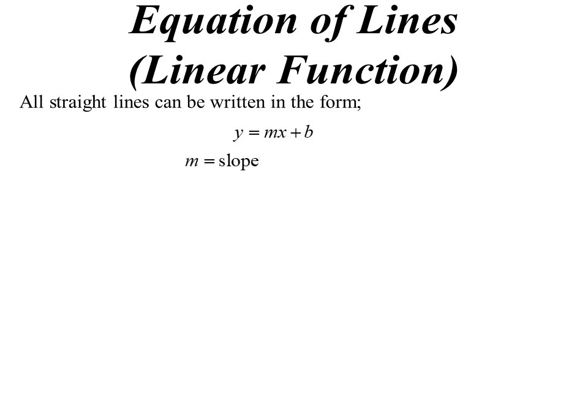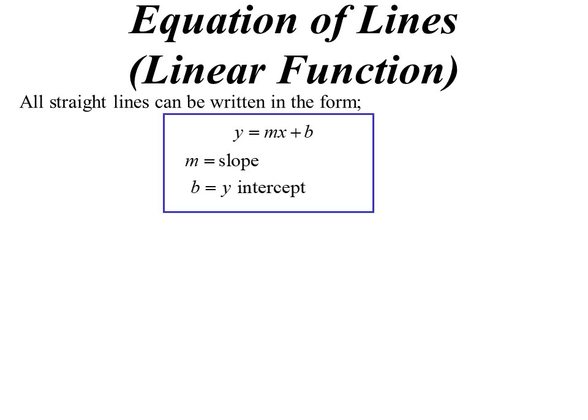M is the slope. So the coefficient of x is the slope of the line. The constant, as is with any polynomial function, turns out to be the y-intercept.